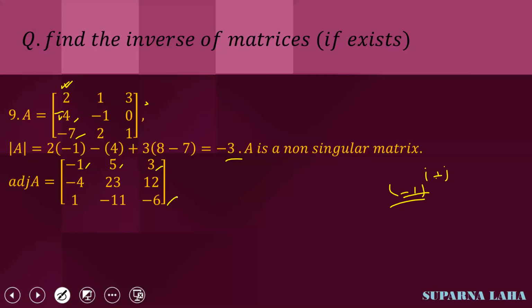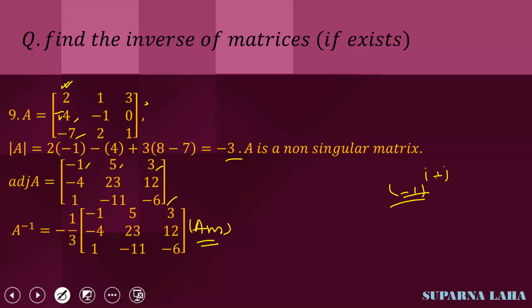So ultimately the adjoint is given by minus 1 5 3, minus 4 23 12, 1 minus 11 minus 6. So this is this 3 by 3 matrix, which is adjoint A. Now A inverse is, just divide this by minus 3. So minus 1 upon 3 into this adjoint. This is your answer. Same again, you can take this minus 1 upon 3 inside of this matrix, or you can write it outside. Whatever is suitable for you, you can do it. This is your answer.